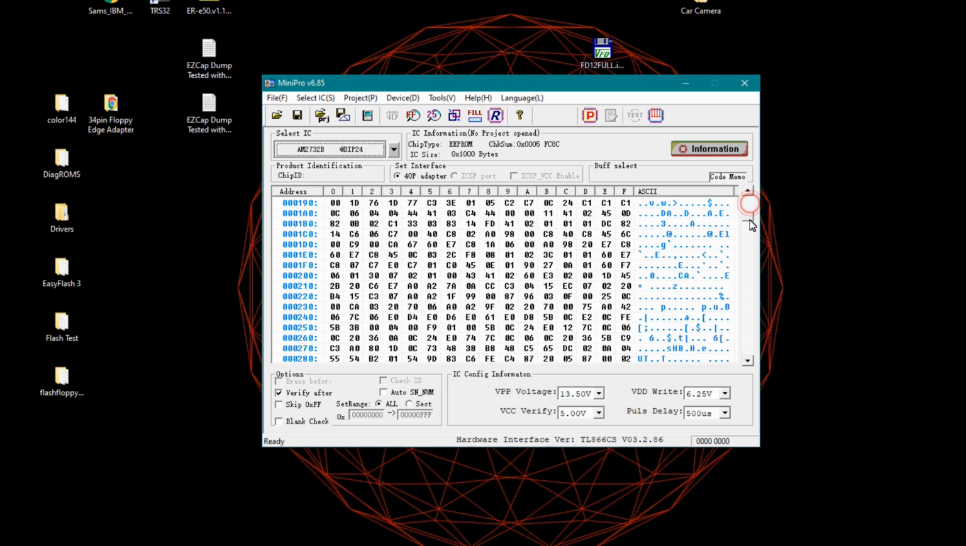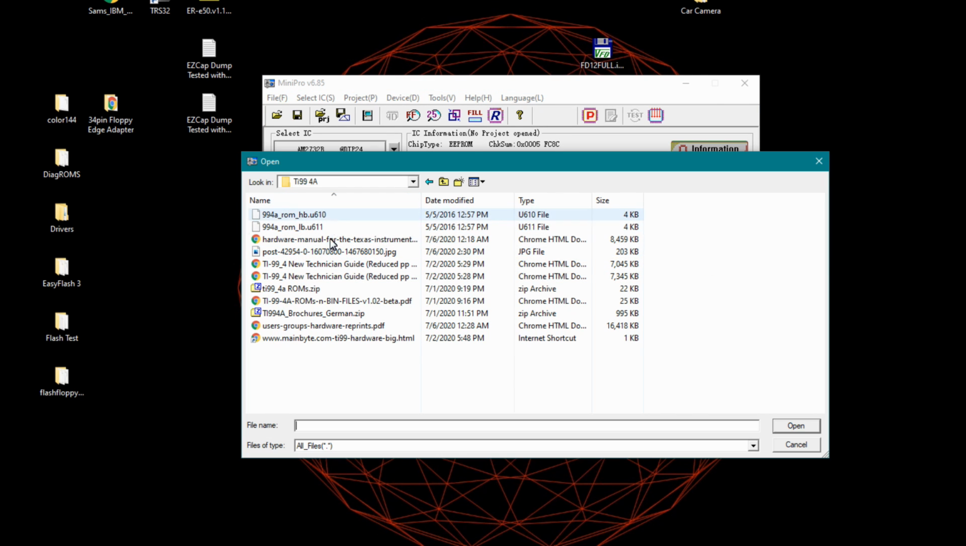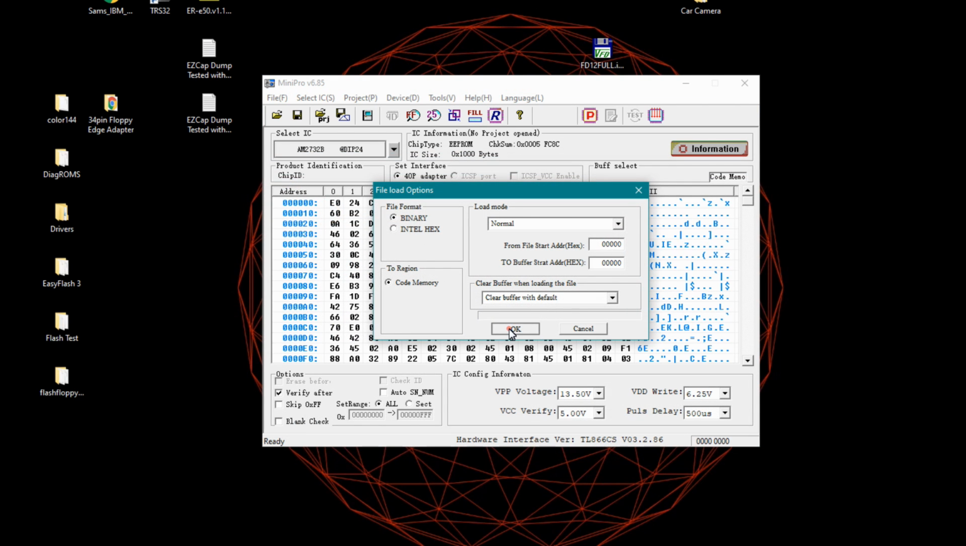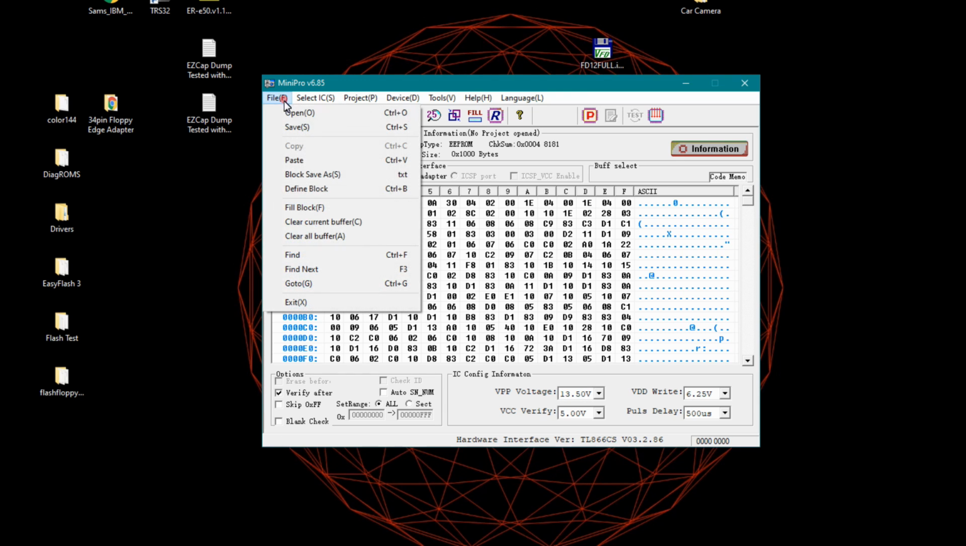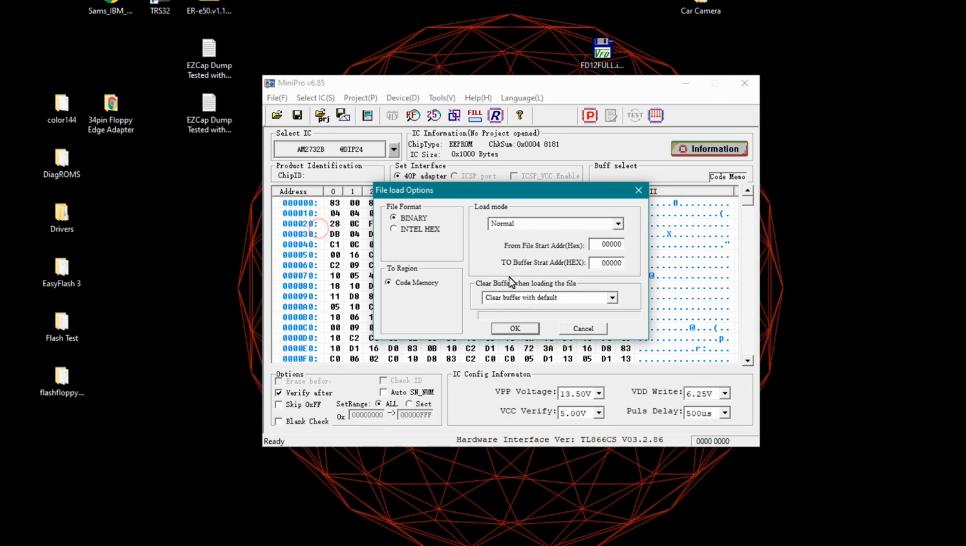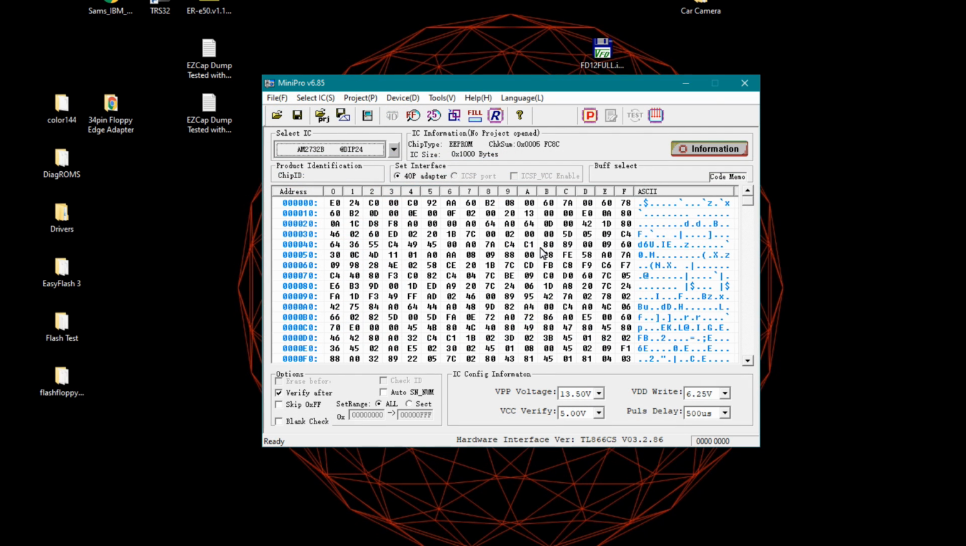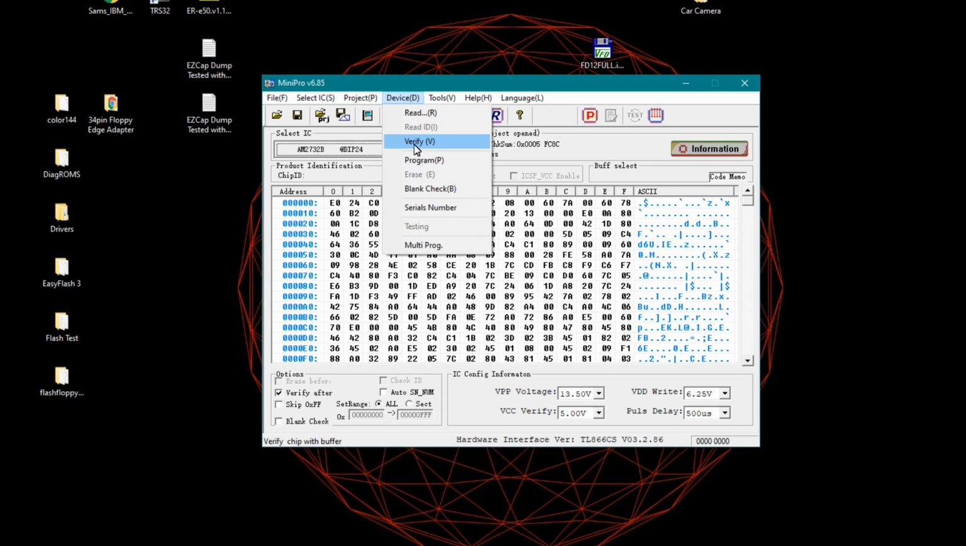Well, definitely read something. So I have to load the original ROM files into the buffer of the TL866 MiniPro software so I can compare it to what's on this EEPROM. So I actually don't know which EEPROM this is, so I'm just going to load 610 here. And let's see if it looks different. Okay, so it looks different than what we just saw. So let me load the other one, 611. All right, so there's the buffer loaded in. Now all I have to do is go to verify. And what that's going to do, it's going to read the chip and compare what it reads to the buffer that's loaded here. So let's try that. Verify.